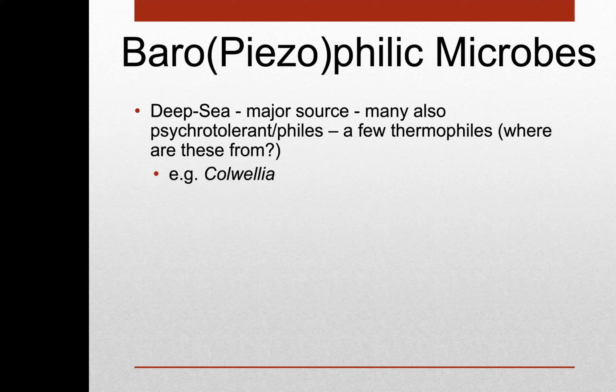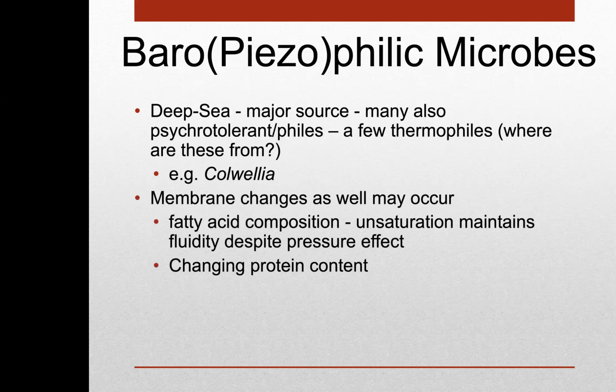Where do we see thermophiles in the deep sea? The hydrothermal vents? Exactly. So like what I showed you a few minutes ago. But the vast majority of life in the deep ocean would be barophilic psychrophiles or psychrotolerant. And so one example, this is an organism Colwellia that was isolated from sea ice. But it is found in the deep ocean as well. And they're often barophilic.